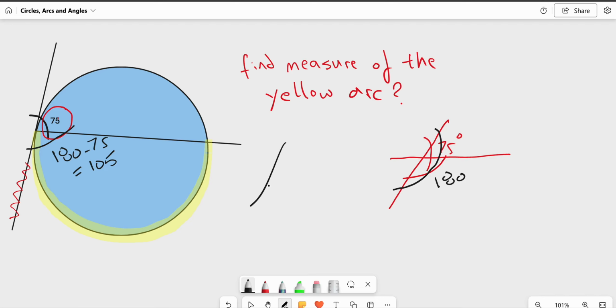Again, we have this line, and we have this angle, and this angle is 75. This angle here is the supplementary, and it's equal to 105, because both of them should be equal to 180. Supplementary angles, okay? So how much is the yellow arc? If this is an inscribed angle, the arc is equal to 2 times the inscribed angle.